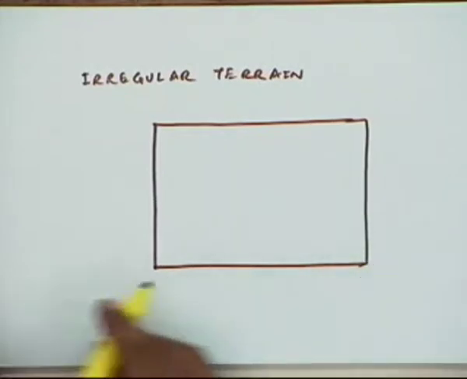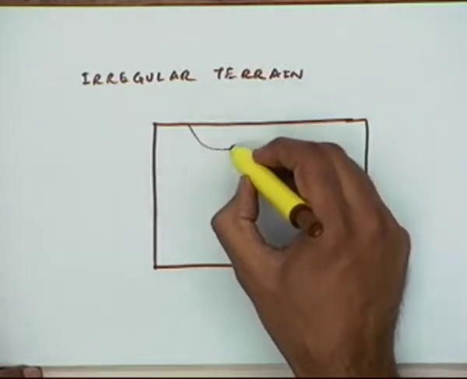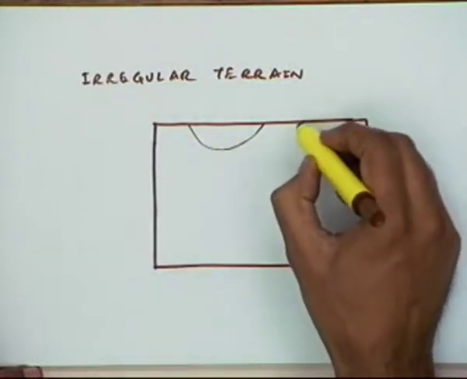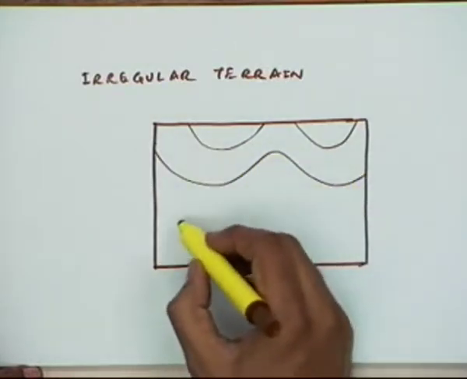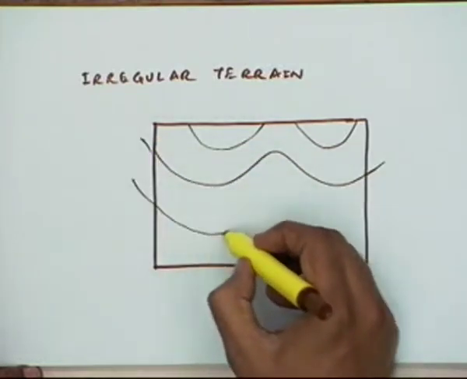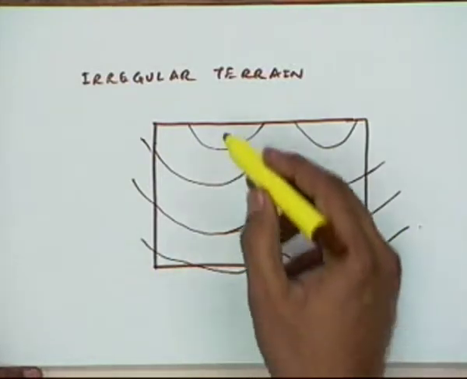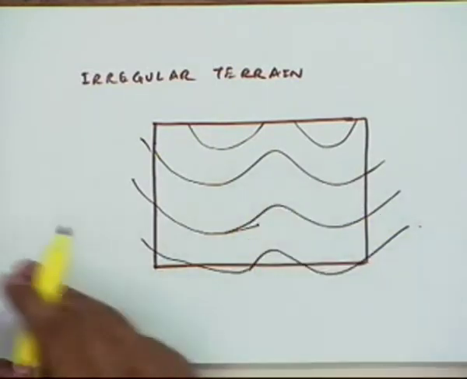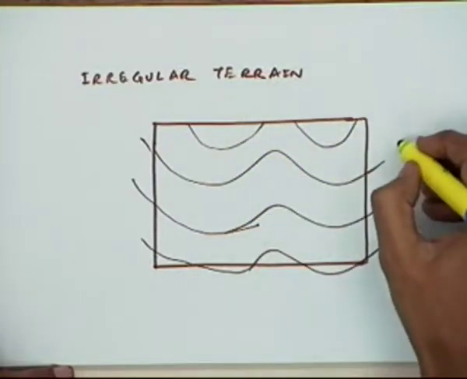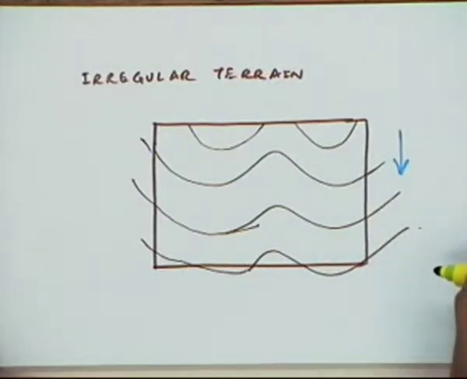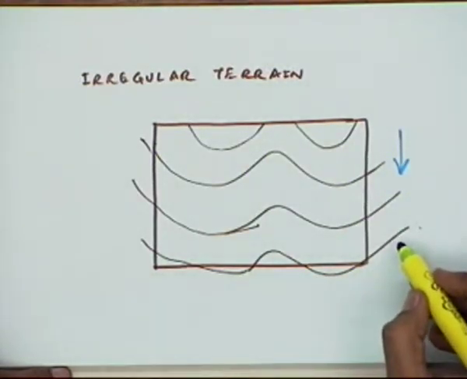Let's take this terrain which has more undulations. If we say that these are the contours, which in general we might find, that means there are two ridges which are quite prevalent here. In this particular case, the slope is in this direction. This is the general slope. That means these are the contours of higher elevation. These are the contours of relatively lower elevation.